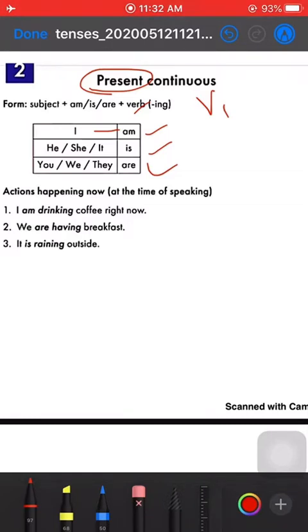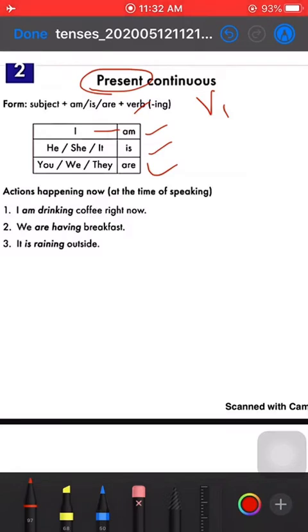The sentence shows the first use of the present continuous, to talk about actions happening now, at the time of speaking. This is not a general statement. It's not about my drinking coffee in general. It's about what's happening at this moment. I am drinking coffee. Clear?